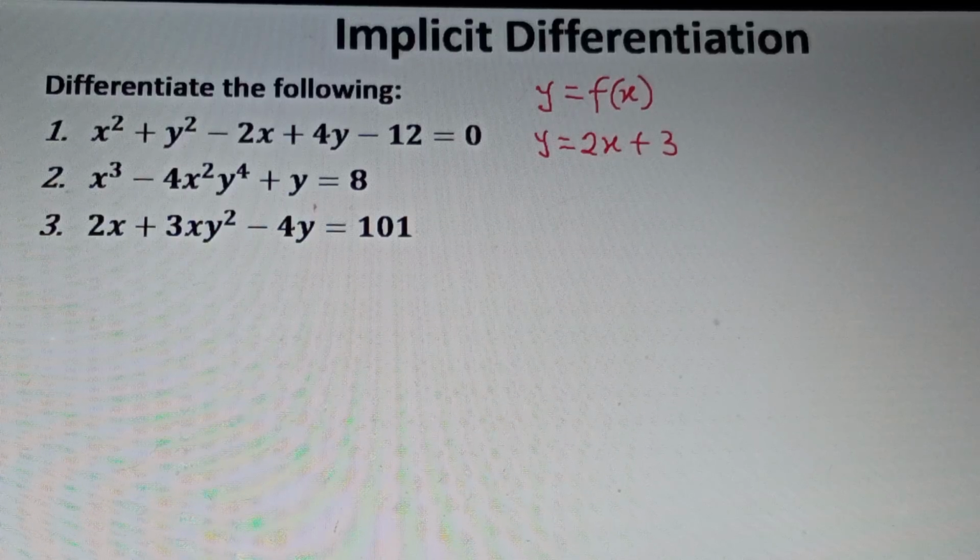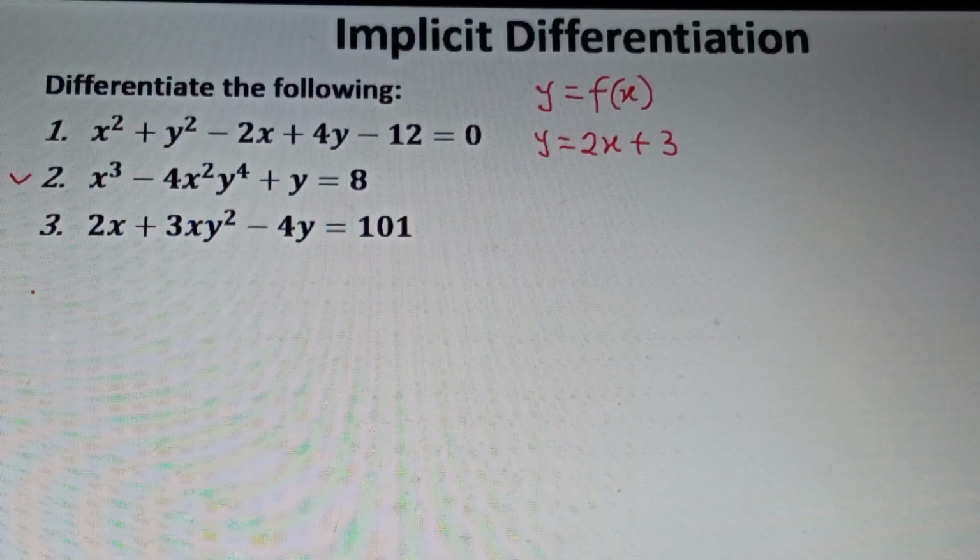But when we have x and y so mixed up that you cannot make y the subject of formula, we say we are dealing with an implicit function. So let's differentiate the following implicit functions, or as usual, we'll take one of them. Let's take question 2. I think that's the most complex here.